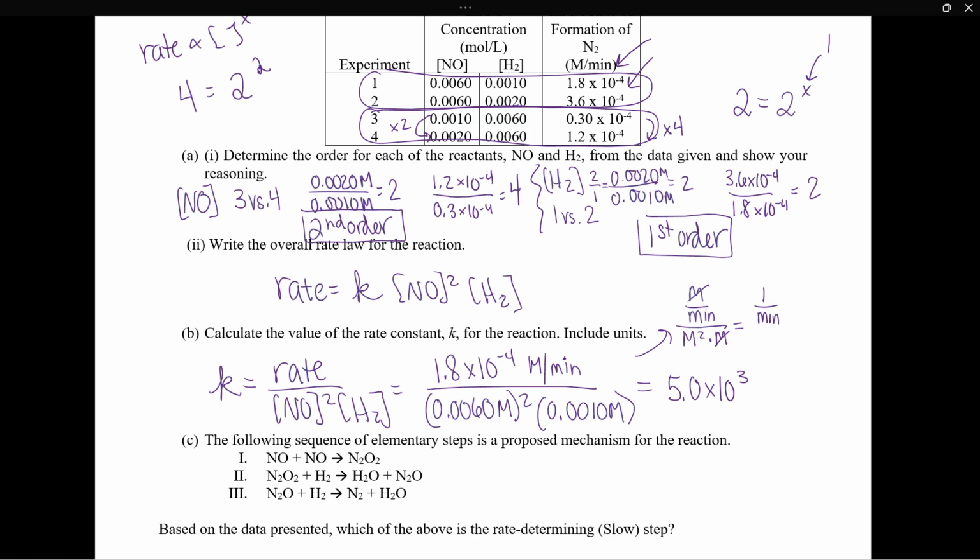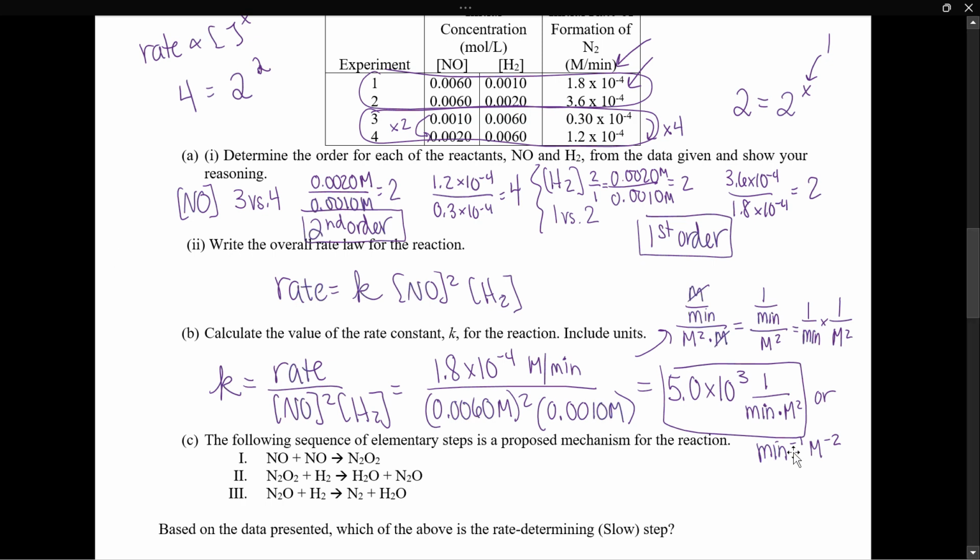So I'm left with 1 over minutes divided by molarity squared. Remember, when you divide by something, it's like multiplying by its inverse. So the units here are 1 over minutes molarity squared. Let me draw a box around that one. You can either write it as 1 over minutes molarity squared, or you can write this as an inverse exponent.